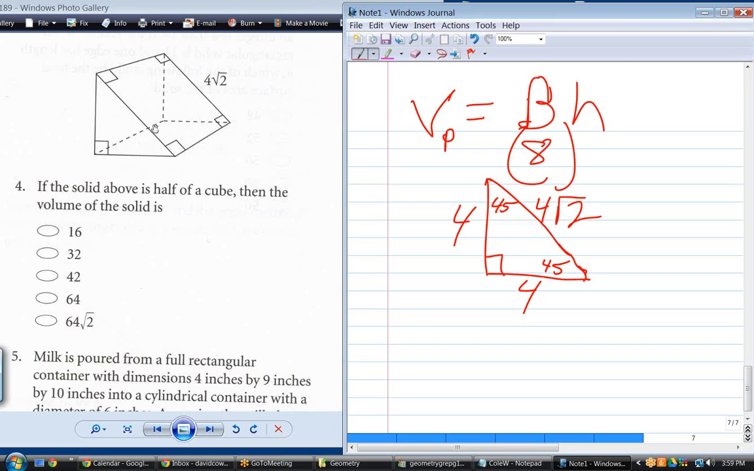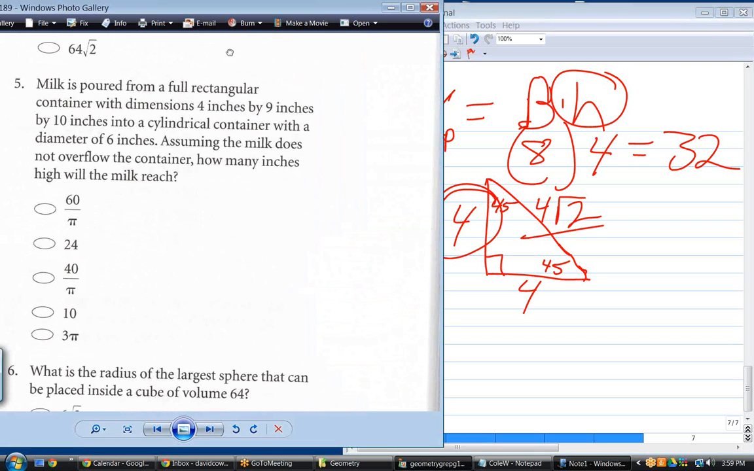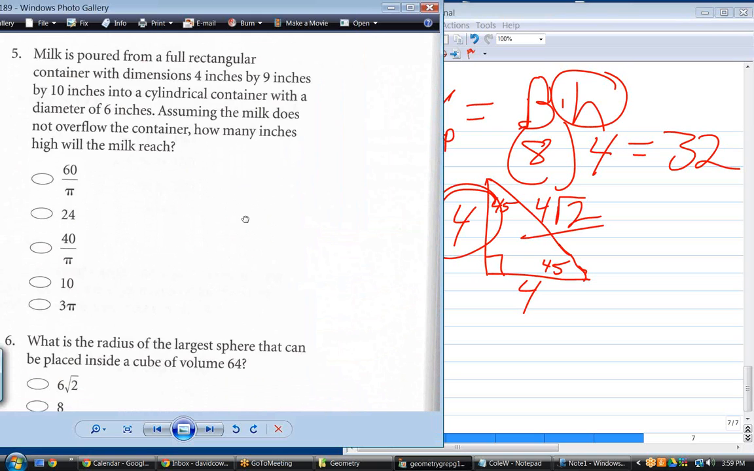What's the thickness? In other words, what's this dimension here? That's h. If it's half a cube, wouldn't it just be 4? Exactly. So 32 is the volume of that solid. And really the key to this problem was figuring out what the sides of each one was. And that really is figuring out that triangle, that 45-45 triangle. Remember, you're going to run into that 100 times.